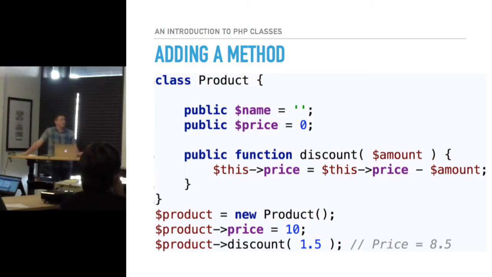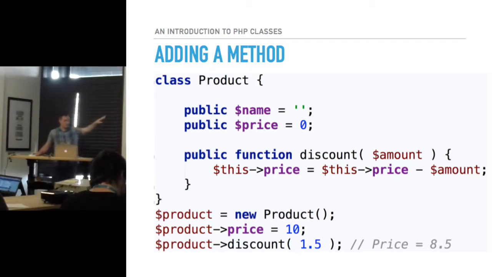But for simplicity, we now have a method called discount, which is a function, and it takes a parameter, which is the amount of the discount that you want to reduce the price by. And so as you can see, we're taking the price and reducing it by that particular amount. So key thing to note here is the dollar sign this. That basically represents the class. It references the class. So anytime you do dollar sign this and the price, you're basically referencing the public property that's up here at the top.